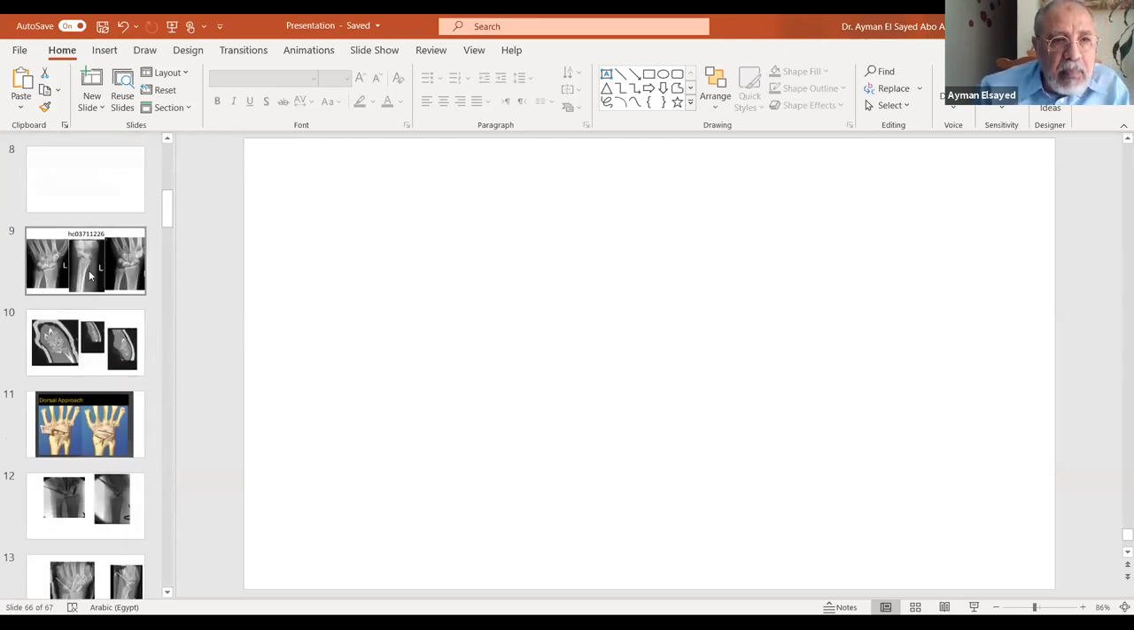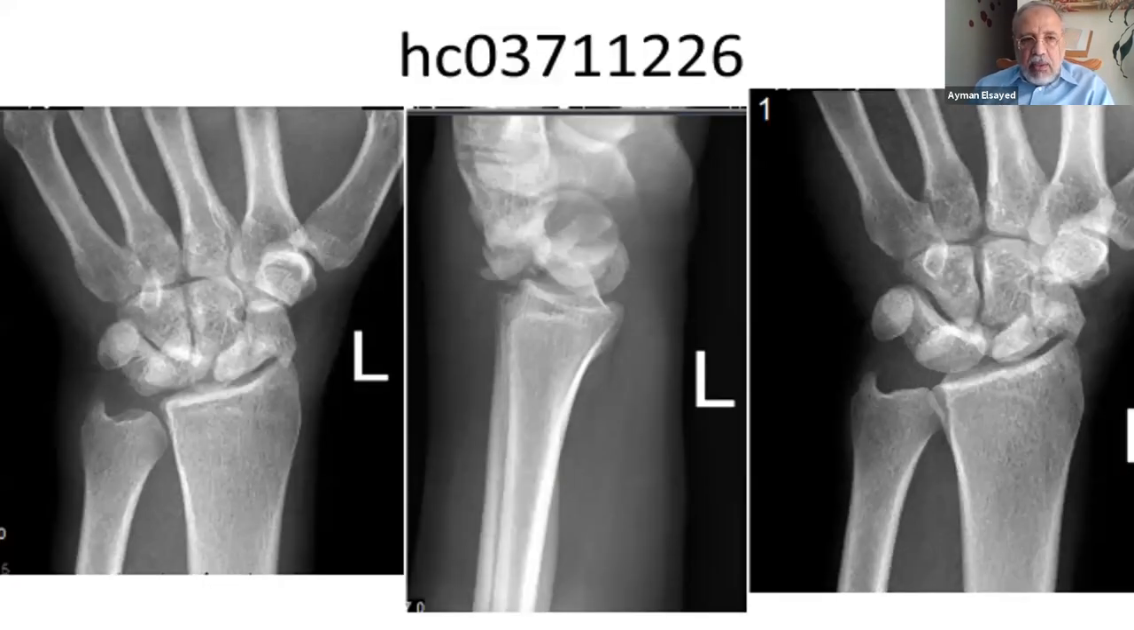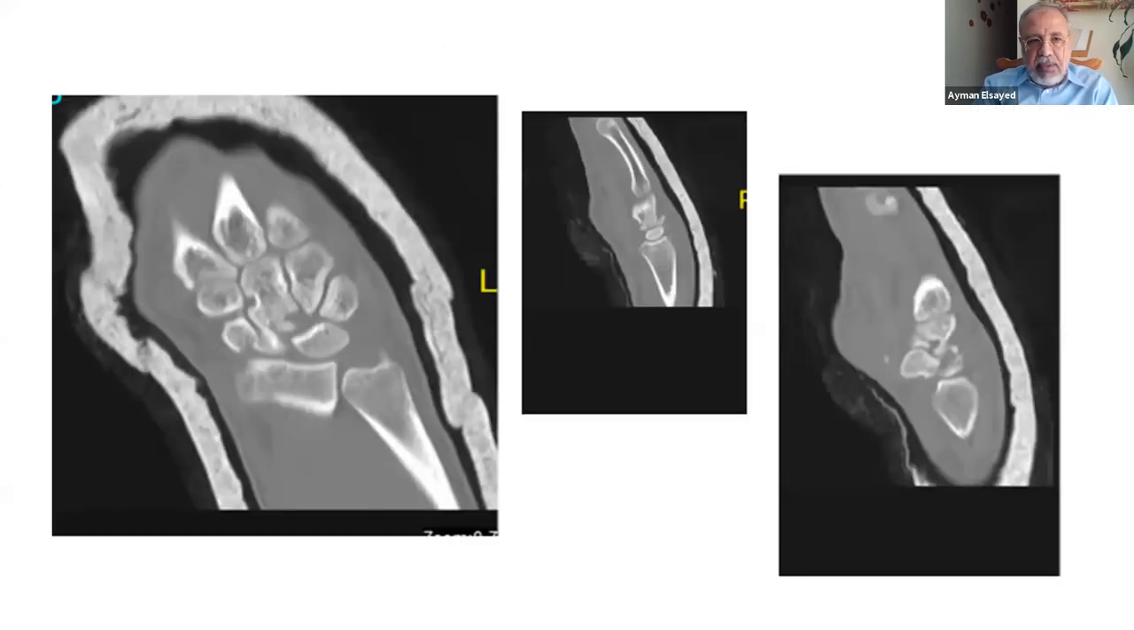As you can see, this is a transscaphoid, transcapitate dorsal perilunate fracture dislocation of the left wrist. And this CT scan shows that the scaphoid is displaced and the proximal pole of the capitate, or head of capitate, is comminuted.